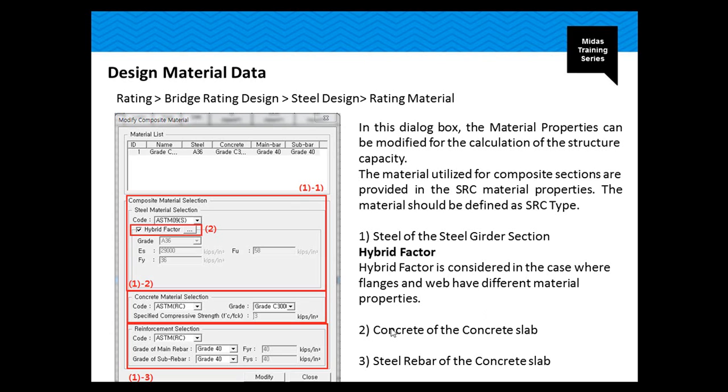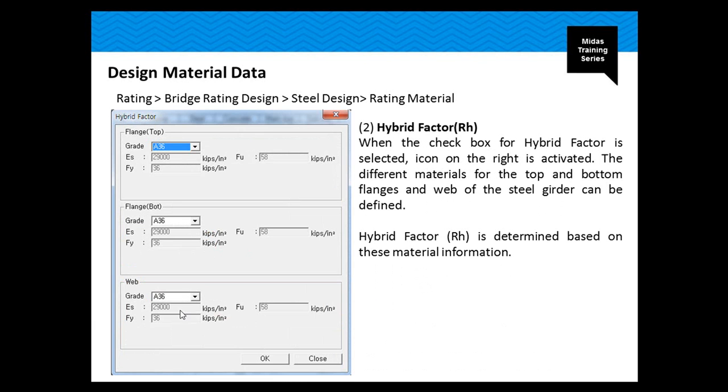Then you have the concrete of the slab and also the steel rebar to consider for the reinforcement of the slab. These two, you can define them here. You can specify the compressive strength using the standards, or you can manually define them. And the same for the reinforcement of the slab. You can define which grade of the rebars you're using for the slab.